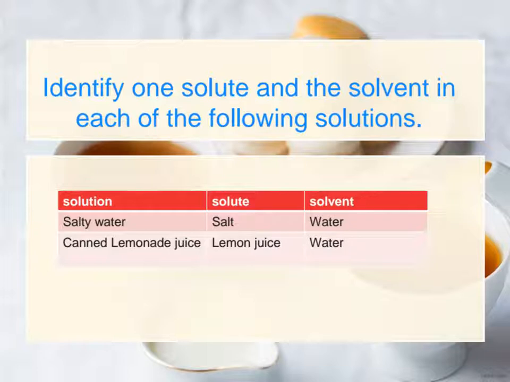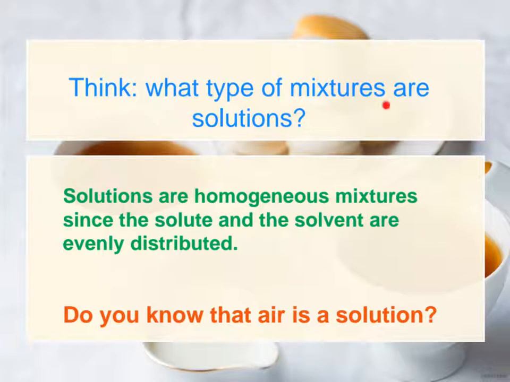In canned lemonade juice, which substance is dissolved? Lemon juice is dissolved, so lemon juice is the solute. The lemon juice is dissolved in what? The lemon juice is dissolved in water, and then water is the solvent. What type of mixtures are solutions?